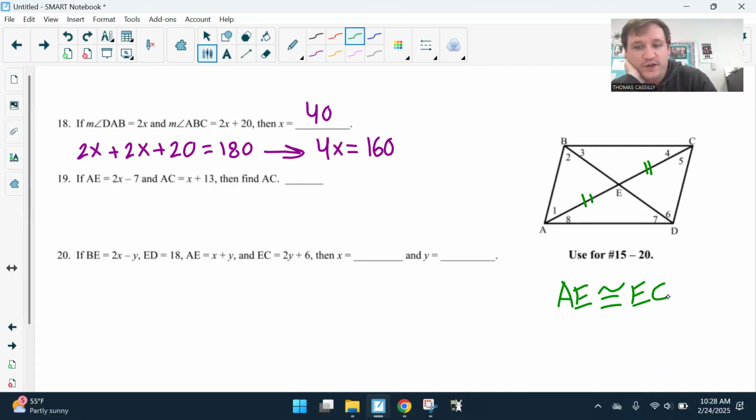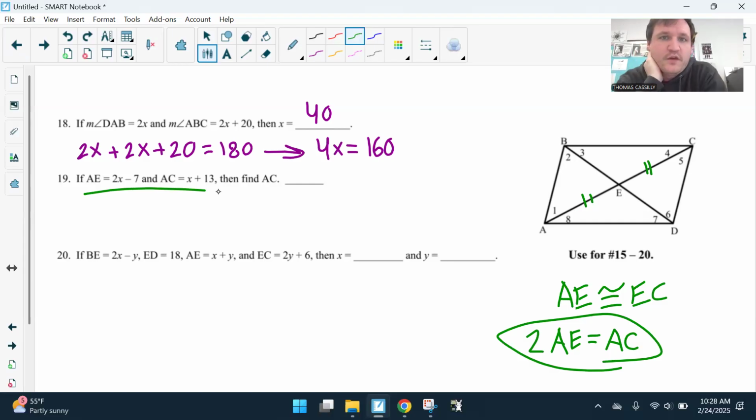So another way that we could think about this is I can say, all right, if I take AE and I double it, I multiply it by 2, that is going to be equal to the entire length of AC, all right? And that is the setup we have to use with this equation. So sometimes we have to make new equations here to help us out.